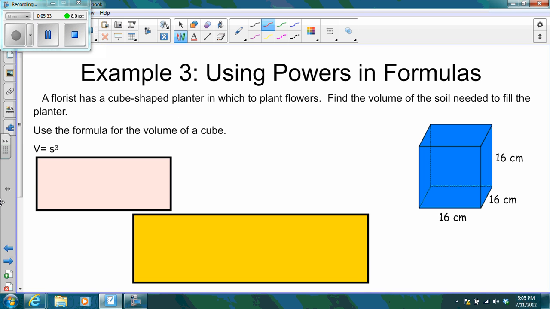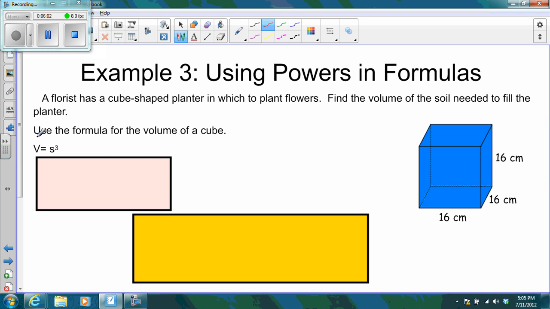And the third example for this section is using powers in formulas. I hope you remember that at the very beginning of last year's science, we learned about area and volume. So this first example is on volume. And here we have a cube-shaped planter in which we're going to plant flowers. So here's an example of the shape of the planter. You need to find the volume of the soil needed to fill this.